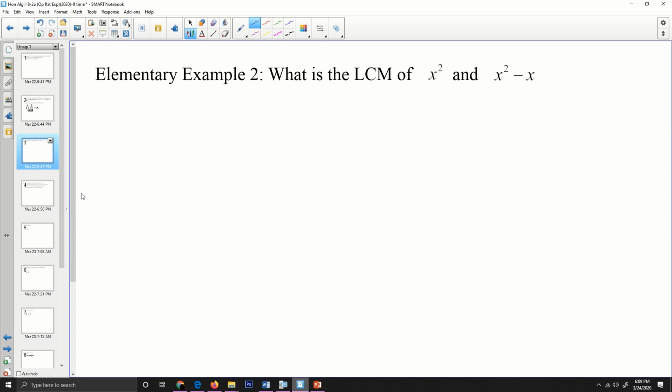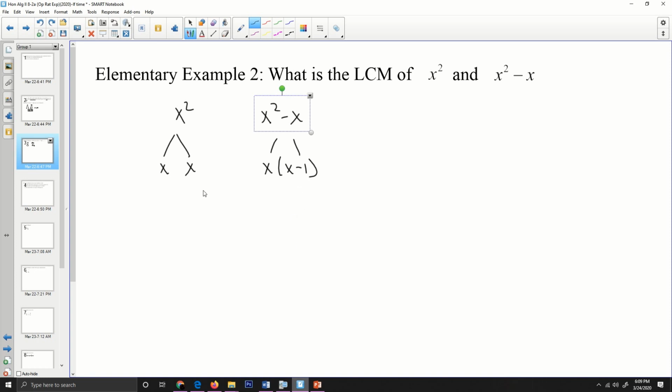So we do a simple elementary example for the least common multiple of two polynomials here. x squared is a polynomial and x squared minus x is a polynomial. So in this particular instance, x squared has two factors, x and x. x squared minus x has two factors, x and x minus 1 when I factor that. Those are its two factors.